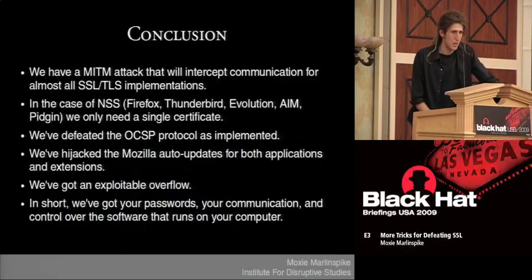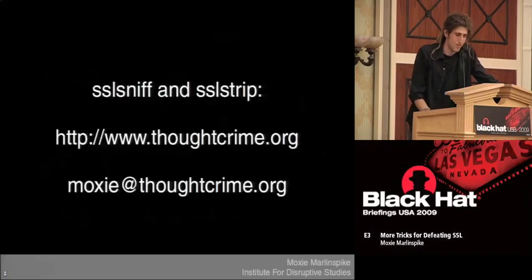In conclusion, we have a man-in-the-middle attack that will intercept communication for almost all SSL and TLS implementations. In the case of NSS, which is what Firefox, Thunderbird, Evolution, AIM, and Pidgin use, we only need a single certificate. We've defeated OCSP as it's implemented everywhere. We've hijacked the Mozilla auto updates for both applications and extensions. And we've got an exploitable overflow. So in short, we've got your passwords, your communication, and control over the software that runs on your computer. Thank you.